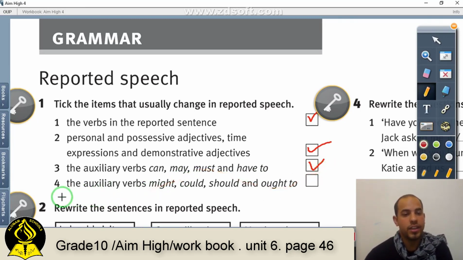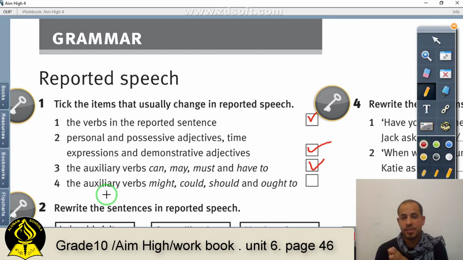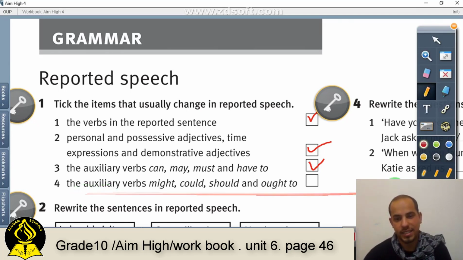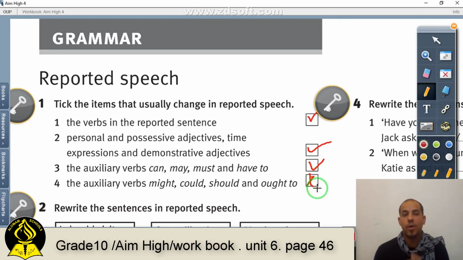And the last one, the auxiliary verbs might, could, should, ought to. Can we move one step backward? No, because we cannot move one step backward. Because might is the past form of the verb may. So we cannot move one more step backward. You are great. So no, we can't change them. That's it for exercise number 1.